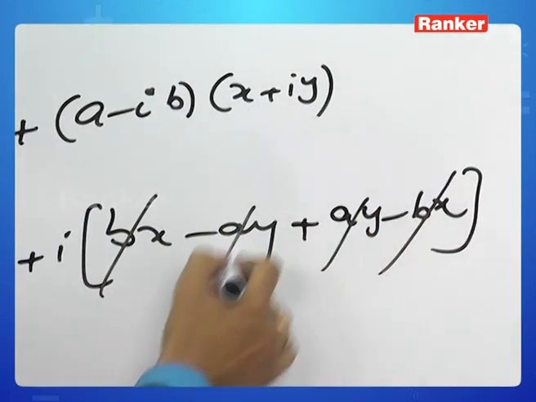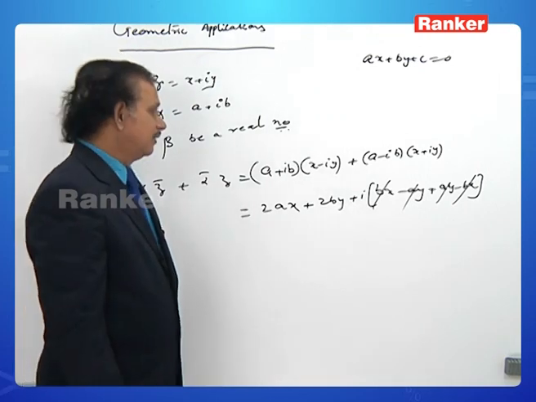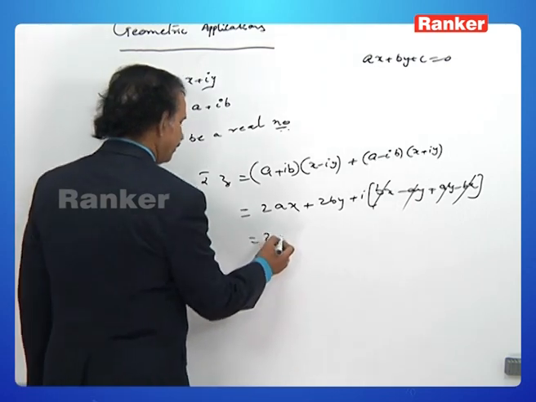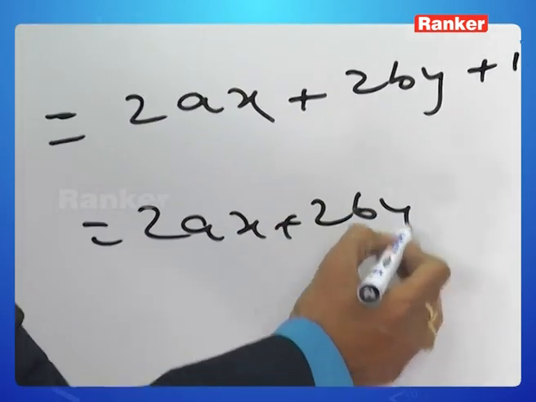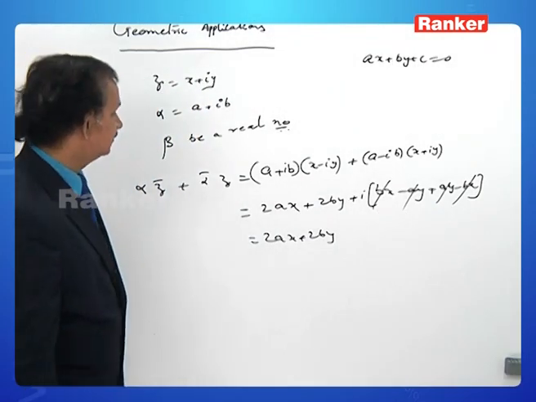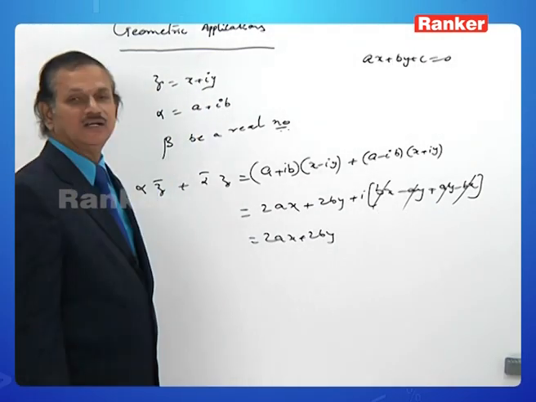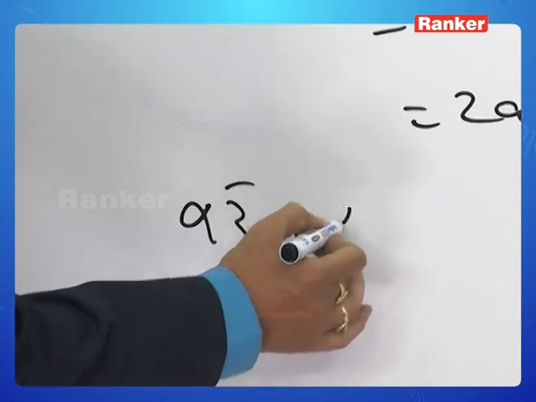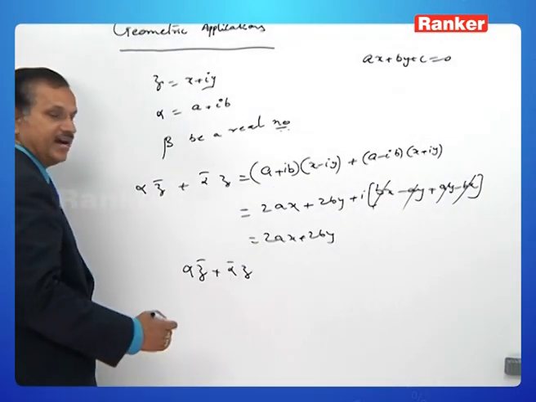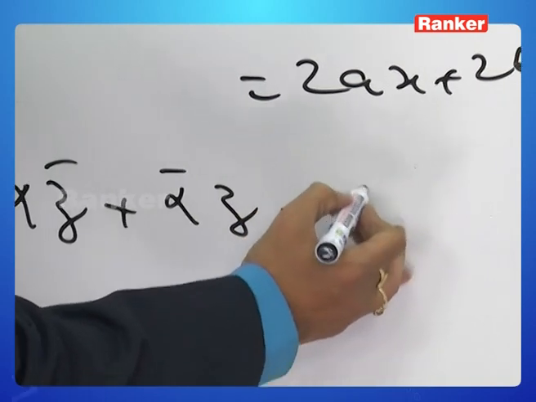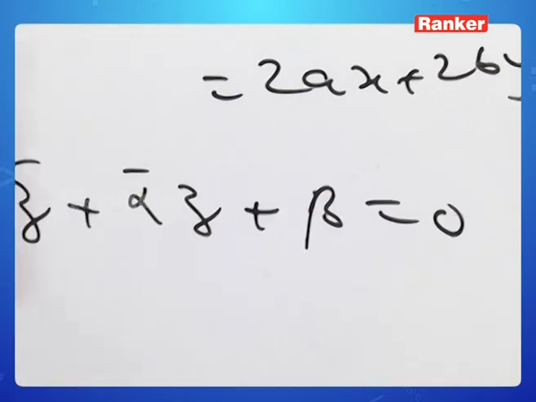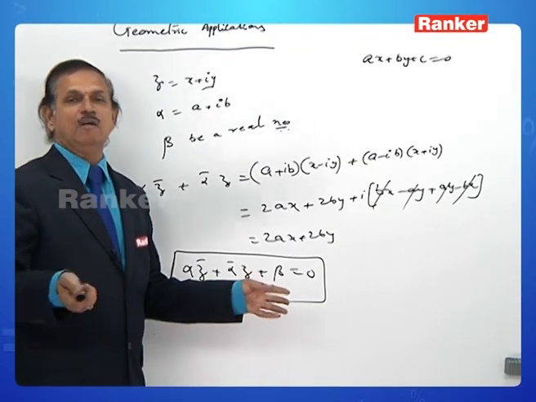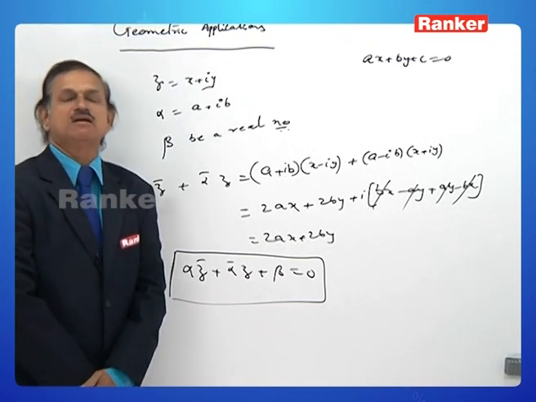bx, ay and ay. Astonishing. No imaginary part. This is just nothing but 2ax plus 2by. You add some other beta so that alpha z bar plus alpha bar z plus beta is equal to 0. We can take this as the most standard form of a straight line using complex numbers.